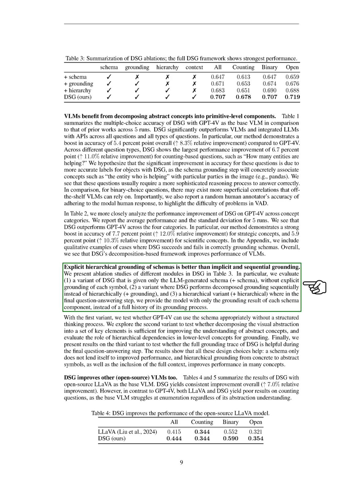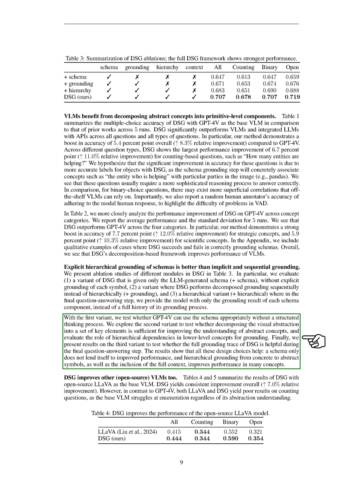1. A version of DSG that uses only the schema generated by the large language model, without explicitly grounding each symbol. 2. A version where DSG performs grounding in a sequential manner rather than hierarchically. And 3. A hierarchical version where, during the final question answering step, we provide only the grounding results of each schema component instead of the entire grounding history.